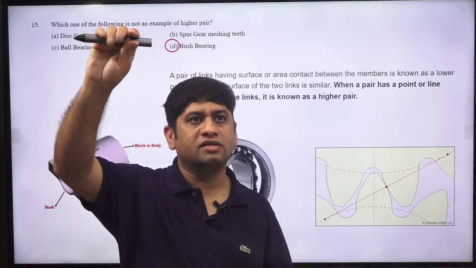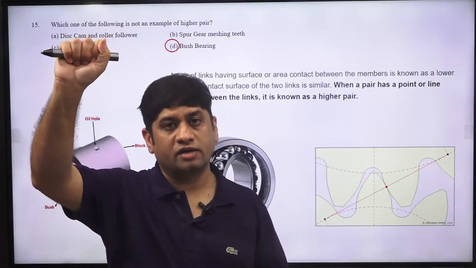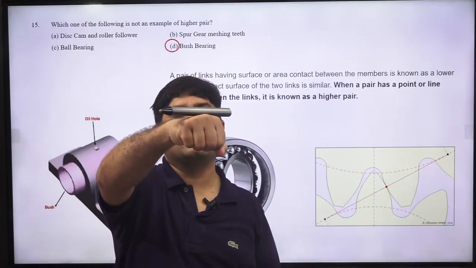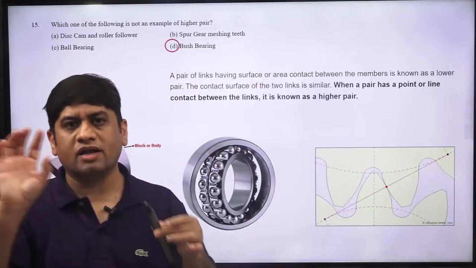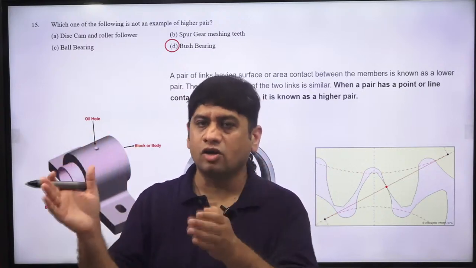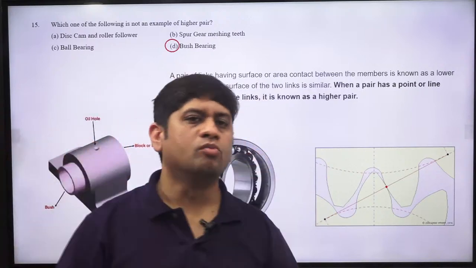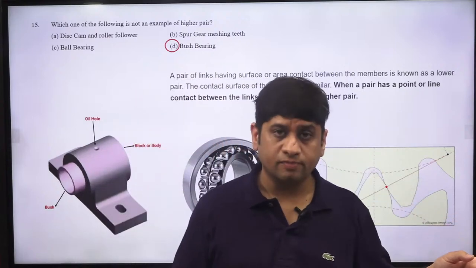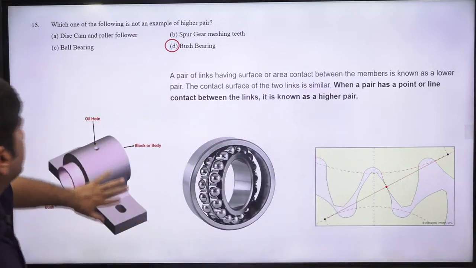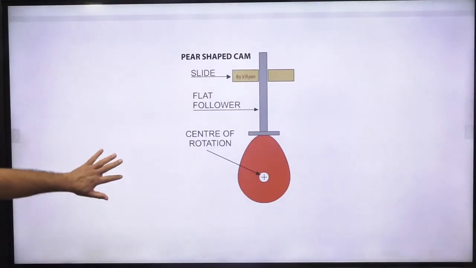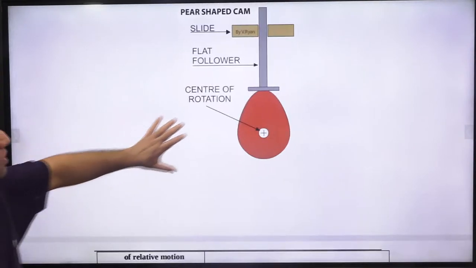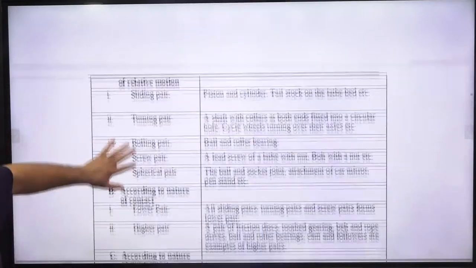Tell me, what is the contact between this cylindrical body and my hand? Area contact, right? Now what about this? This is basically a line contact or point contact. So this is how lower pair and higher pair differ. One thing you should know: in lower pair the degree of freedom is less, and in higher pair you have more degrees of freedom. Now in the Grubler equation, you have lower pairs P1 and you also have higher pairs P2, so you need to know that particular thing. Bush bearing is this. And cam and follower, as you can see carefully, is also a point contact here.